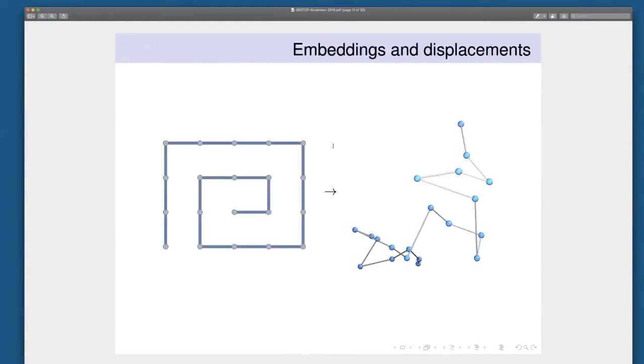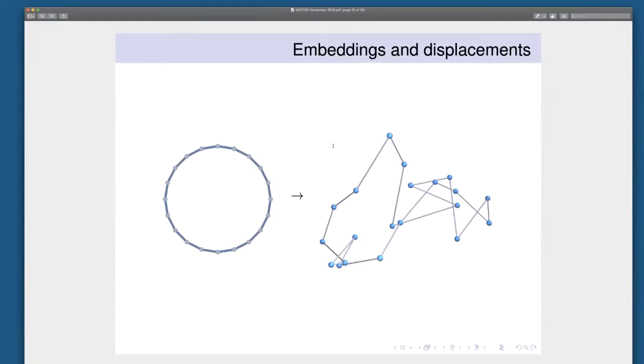Let me point out that you can already use the construction of B transpose plus to generate examples of Gaussian embeddings of any graph type. For instance, for the path graph, you get a Gaussian random walk. For the cycle graph, you get a Gaussian random polygon.